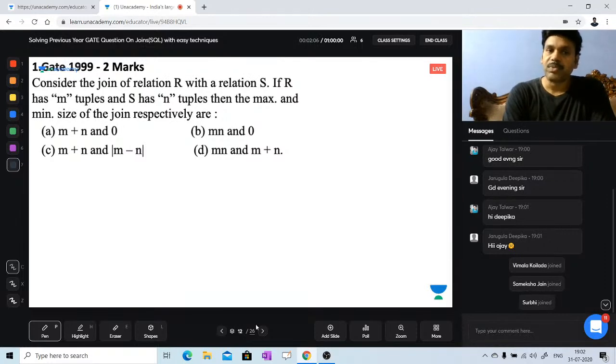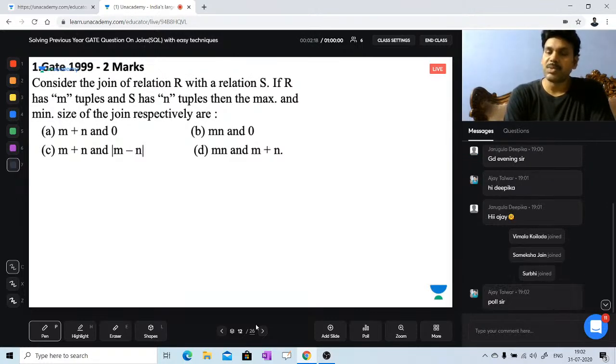We know the rules of the Cartesian product: whenever there are m tuples in one relation and n tuples in the other relation, he is asking what the maximum size of R and S is and the minimum size of R and S. So the poll is like this. You can all answer this. I will give certain timing. Don't give your answer in the comments. At the end, we will discuss the answer.